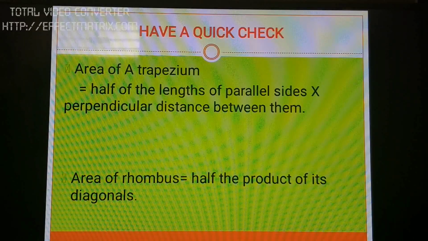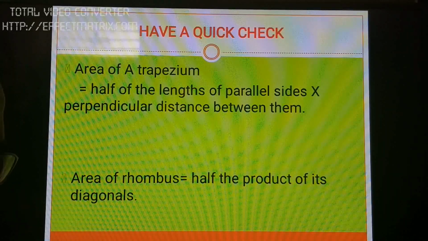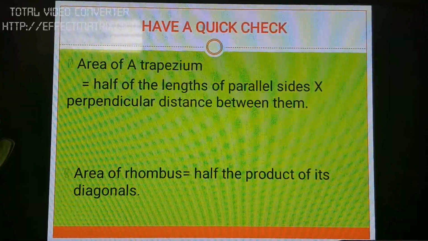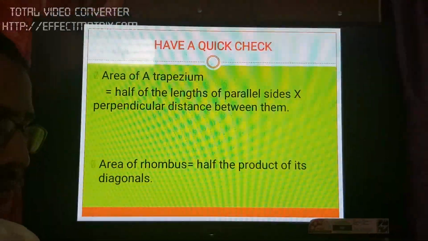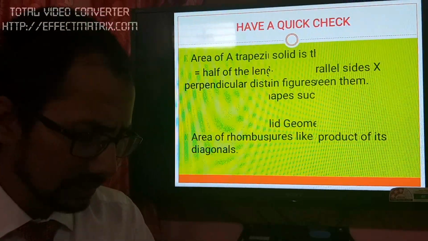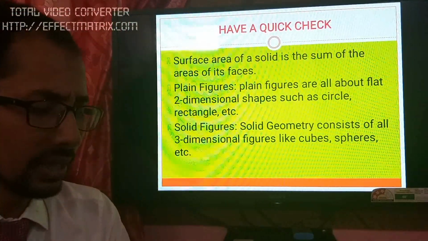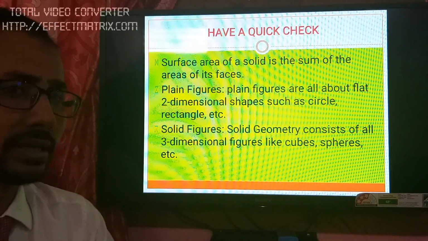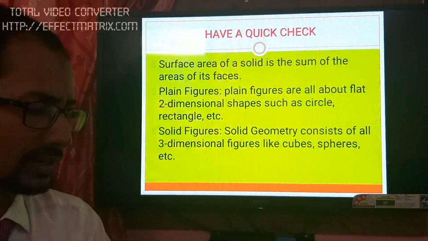Area of trapezium is equal to half of the sum of the lengths of the parallel sides into the perpendicular distance between the parallel sides, and the area of rhombus is equal to half the product of its diagonals. And surface area of a solid is the sum of the areas of its faces.